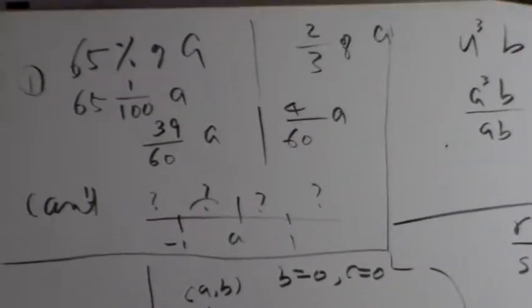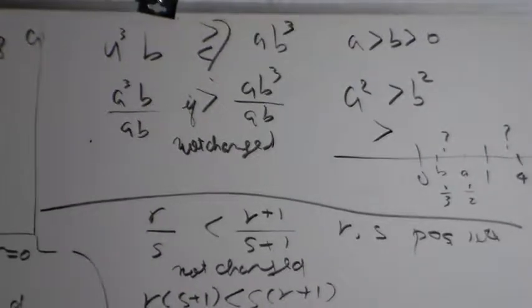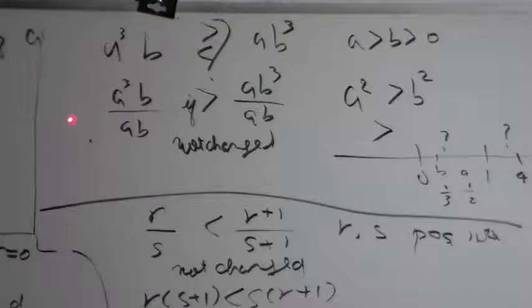Okay, next one, let's see this one right there. This one is also a very good example. We change it to A to the third power times B is greater or less than A to the third power. Okay, the given information is A is greater than B is greater than 0. That means positive.